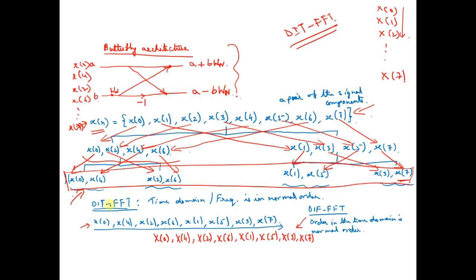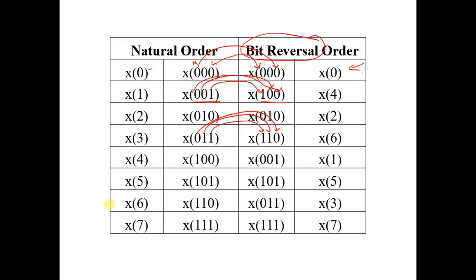Okay. So sometimes in some books you will find that the order is in the decimated form, and in some books you may find that the order of the signal is in the bit reverse form. Both of them mean the same thing.